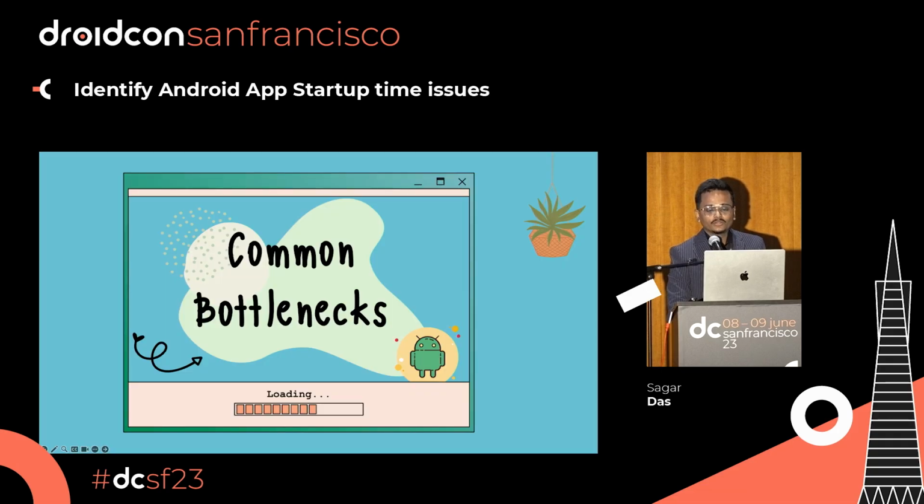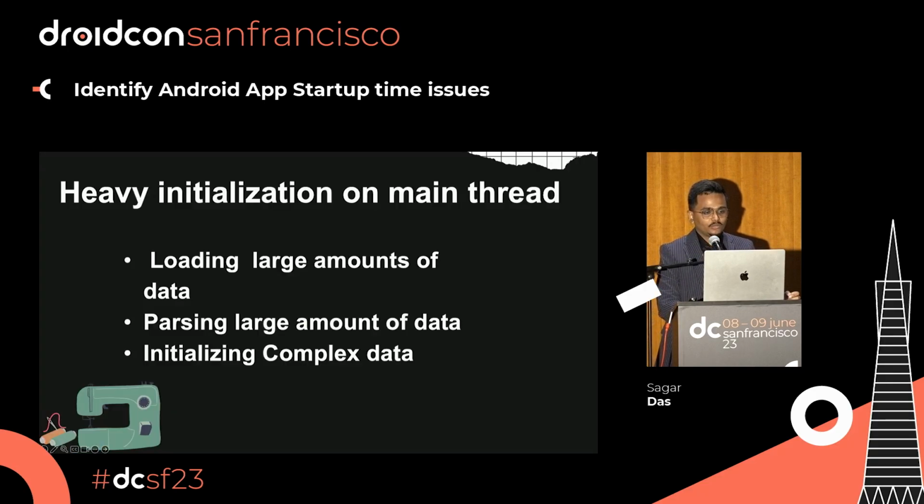So let's talk about the common bottlenecks, and then we'll move along to using the tools and identifying the issues. One of the obvious bottlenecks is heavy initialization on the main thread: loading large amounts of data, performing slow network requests, parsing large amounts of data, and initializing complex data, depending on your type of application, especially if you are building a game app or trying to render a 3D model.